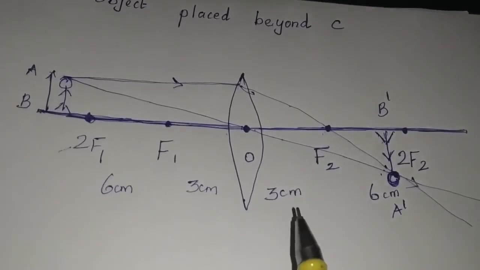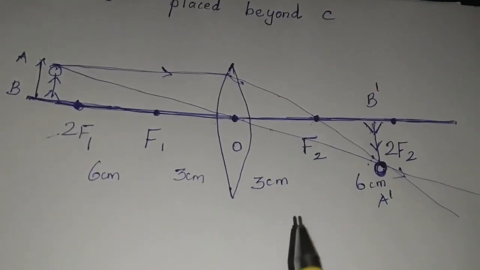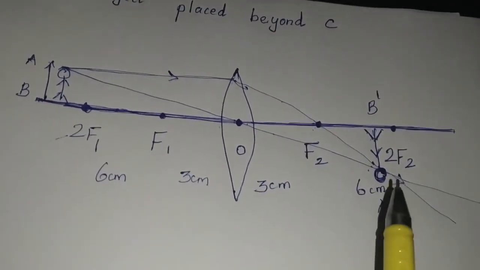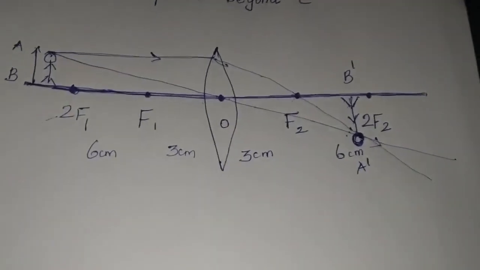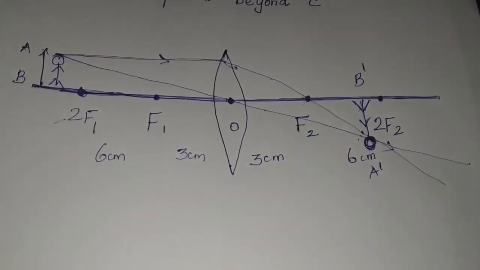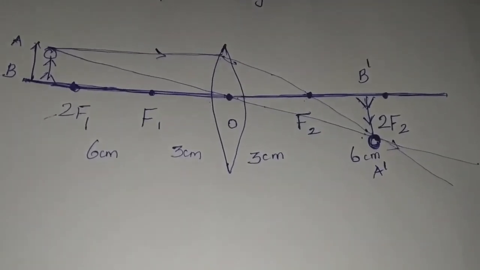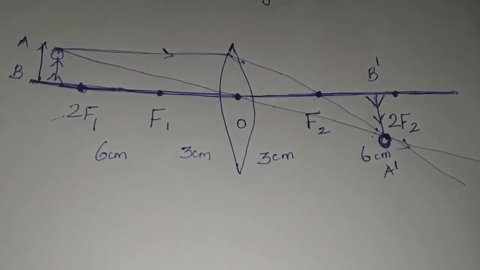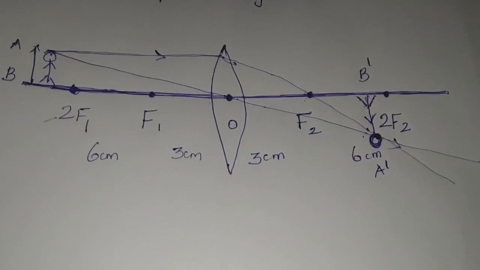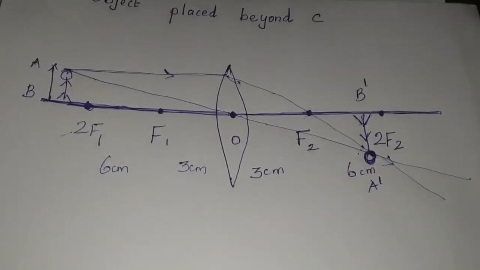Students, before going to the next step, you must know the properties of an image. First property: whether the image is real and inverted or virtual and upright. Second property: whether the image is magnified, diminished or the same size, whether it is big, small or the same size. And the third property is the position of the image, where it is placed.